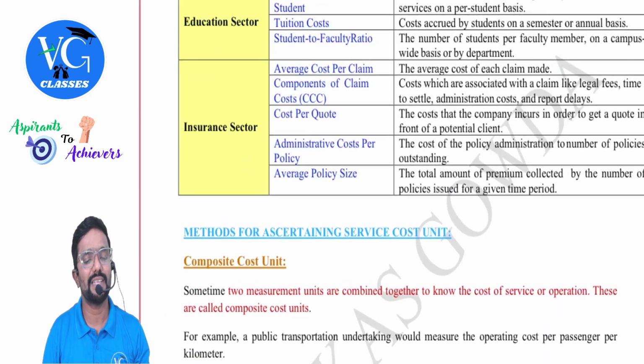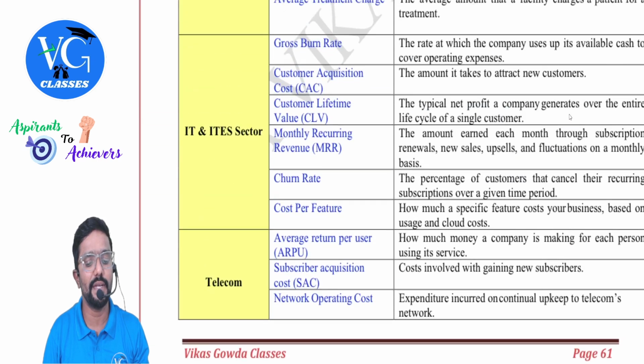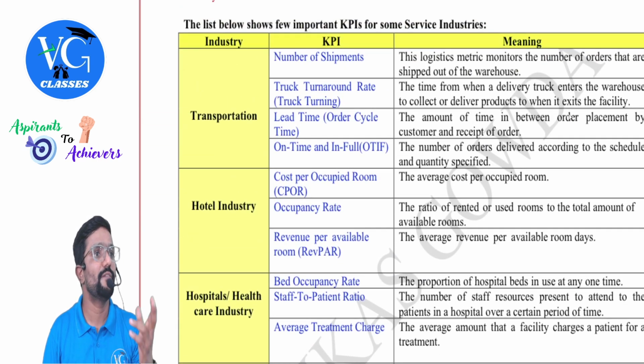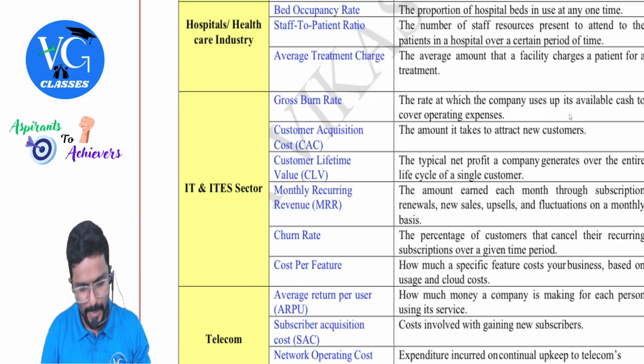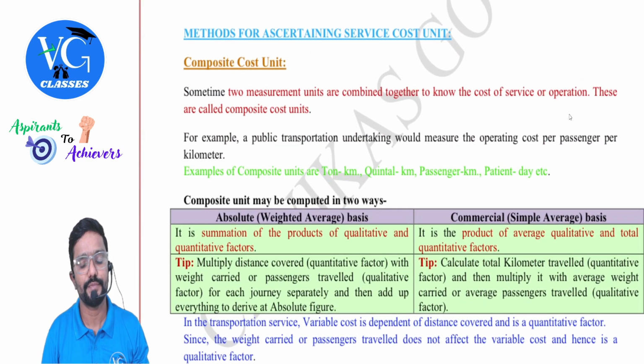Okay. Guys, they may ask like theory questions. They may give any particular industry and ask you to list 2 or 3 KPIs. Okay, or maybe 4, depending upon the marks.